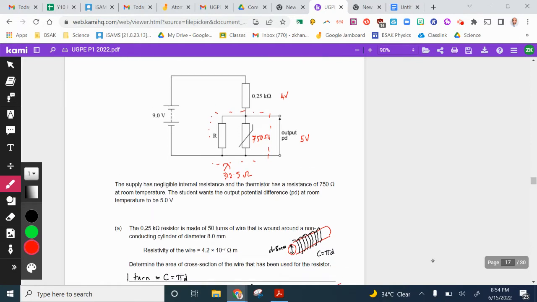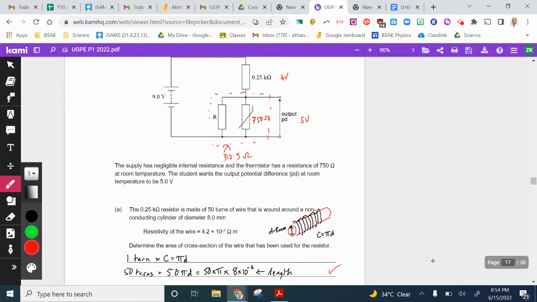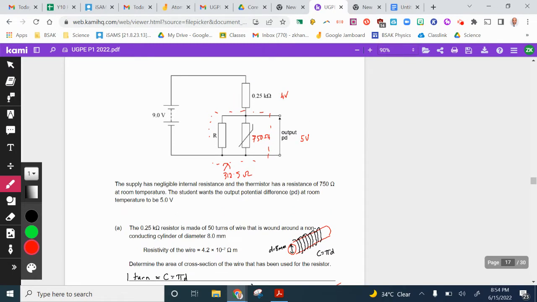Now, I've added readings here, but it'll become more apparent why I've added those in as we go through the question. So, supply has a negligible internal resistance, and the thermistor has a resistance of 750 ohms. So, what I've done is I've popped that there, 750 ohms at room temperature. Okay, so the student wants the output potential difference, PD, at room temperature to be 5 volts. So when this is 750 ohms, they want this output PD to be 5 volts.